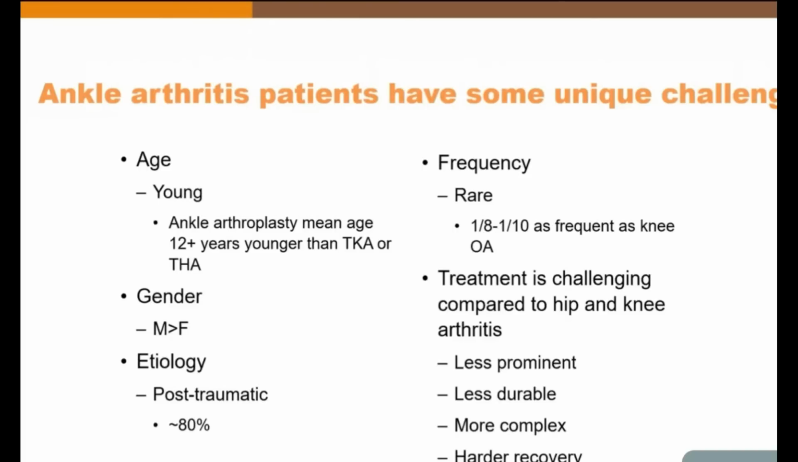And if we compare treatment to other joints that we see frequently that develop degenerative arthritis, namely hip and knee arthritis, it is less prominent, as we discussed. The arthroplasty options tend to be less durable, so it can be difficult to compare ankle replacement to hip and knee replacement or even shoulder replacement. It can be more complex just in terms of deformity and implants, and the recovery is harder. The majority of hip and knee replacements will be able to walk post-op day 0, where there's oftentimes a longer period of non-weight bearing after ankle fusion or ankle replacement.